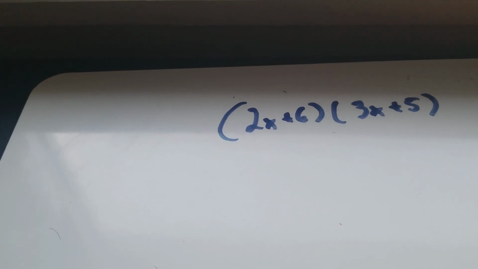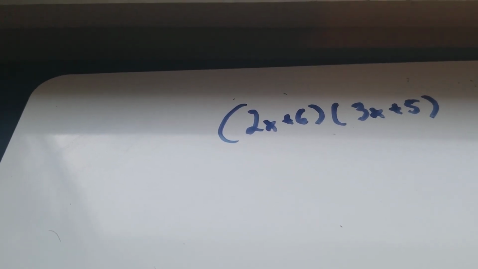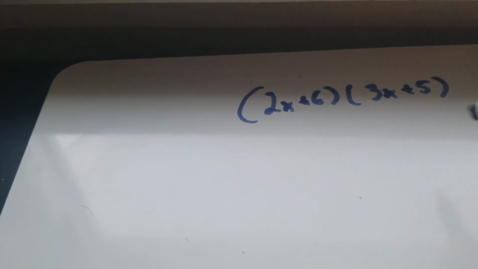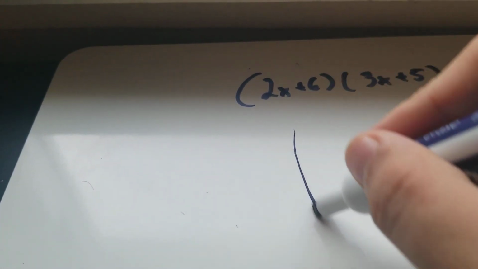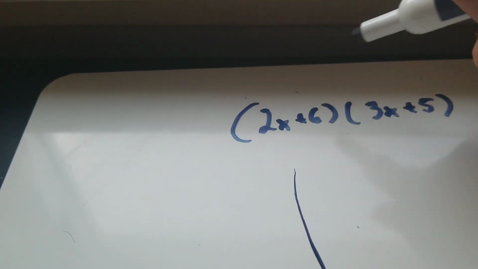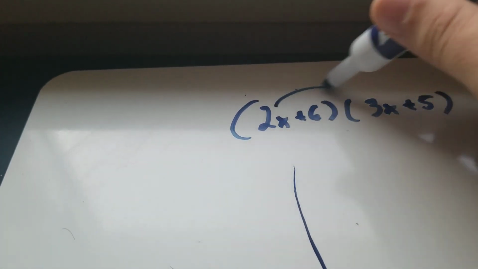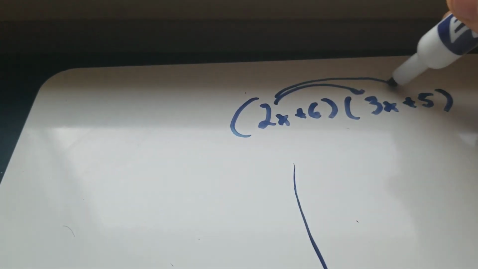All right, so now we call this foiling. I call it either a longer distribution, or you can use the box method. I'm going to do the arrow method in particular. Actually, I'll do both methods, just to make sure we know it. So first one, let me do the arrows. So that's 2x, 3x, 2x, 5.